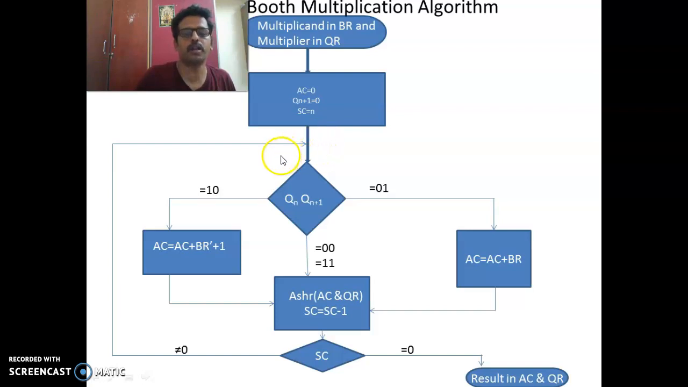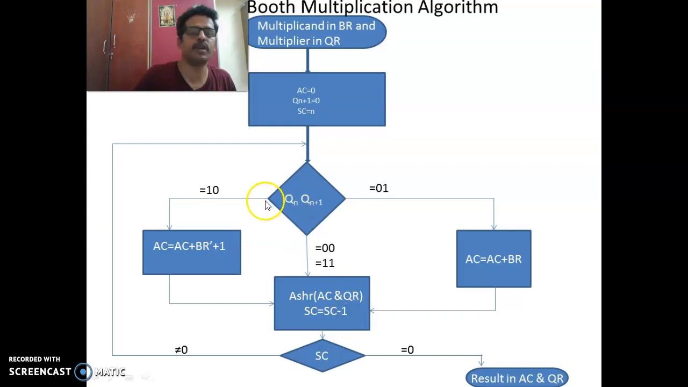This whole algorithm works based on the bits Qn and Qn+1. If Qn Qn+1 is equal to 0, 1, the content of BR is added with the accumulator and the result stored in the accumulator, followed by an arithmetic shift right operation on the accumulator and QR register, and we decrement the sequence counter by 1.